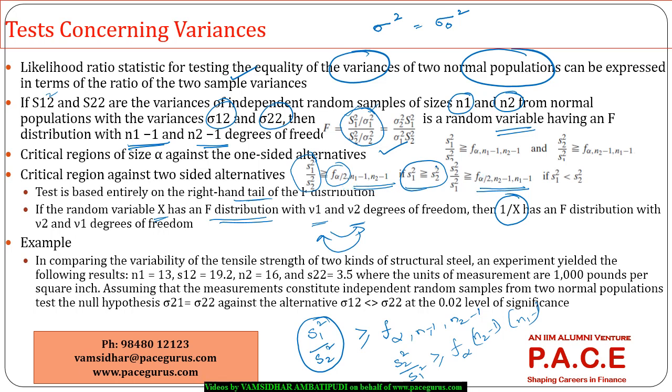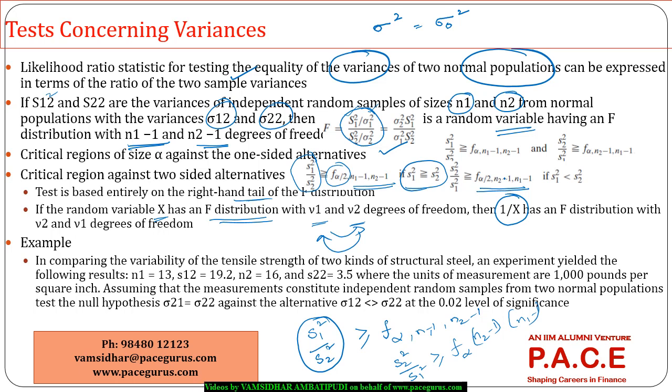If S2 squared is greater than S1 squared, I'll simply take the ratio S2 squared by S1 squared and check if it is greater than or equal to F alpha by 2, N2 minus 1, N1 minus 1. That's the way we can quickly check and say whether the variances across the groups of data are more or less uniform or they are differing drastically.